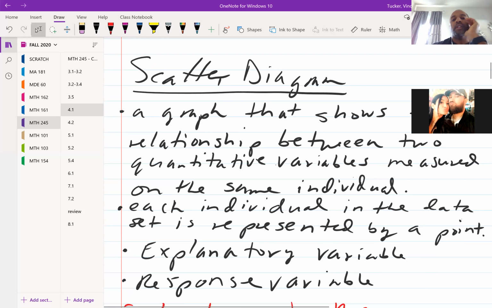All right. So a scatter diagram is a graph that shows the relationship between two quantitative variables measured on the same individual. Each individual in the data set is represented by a point, and those points are created by your explanatory variable and your response variable.